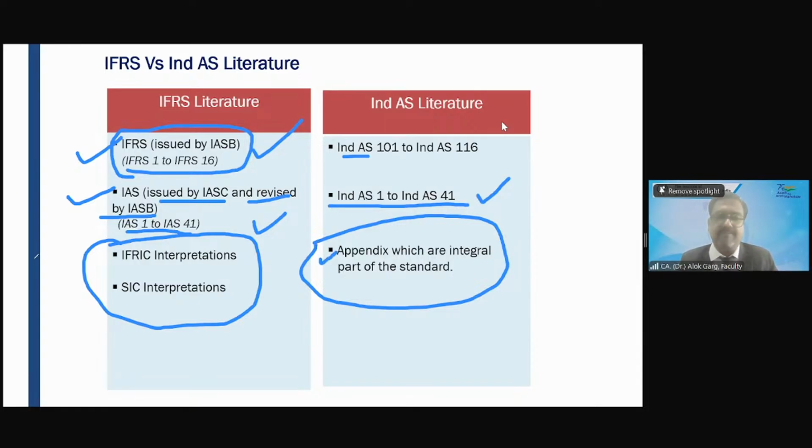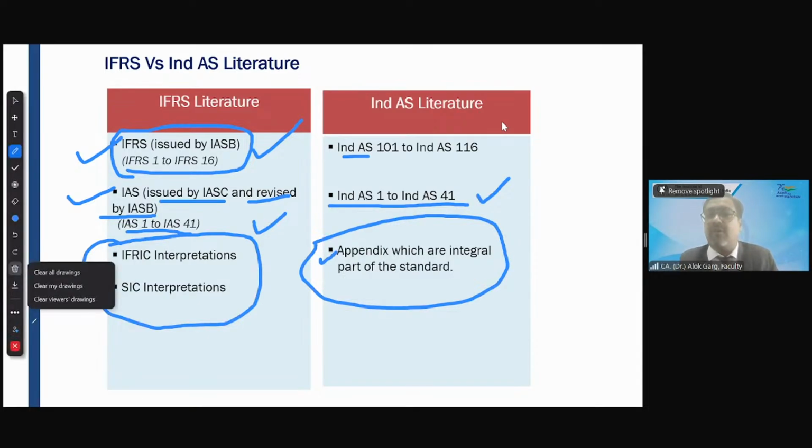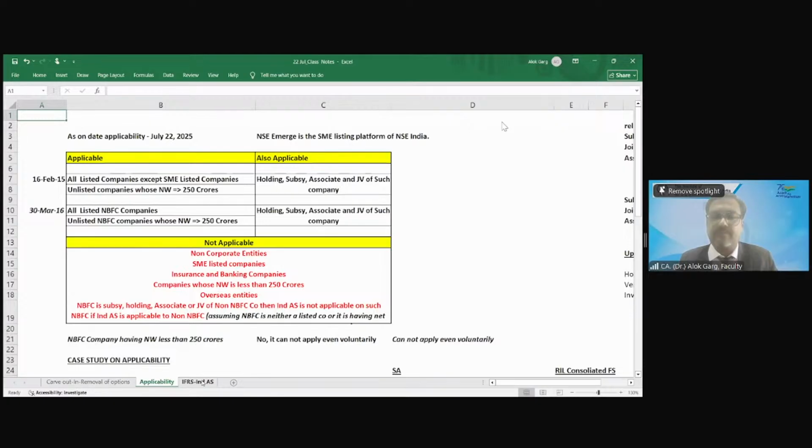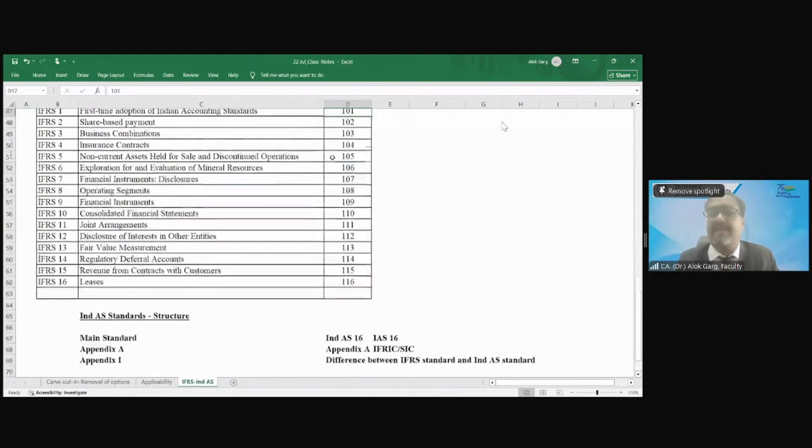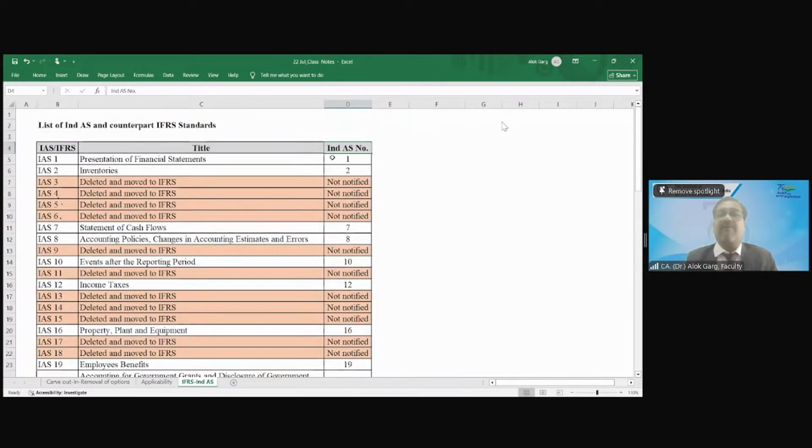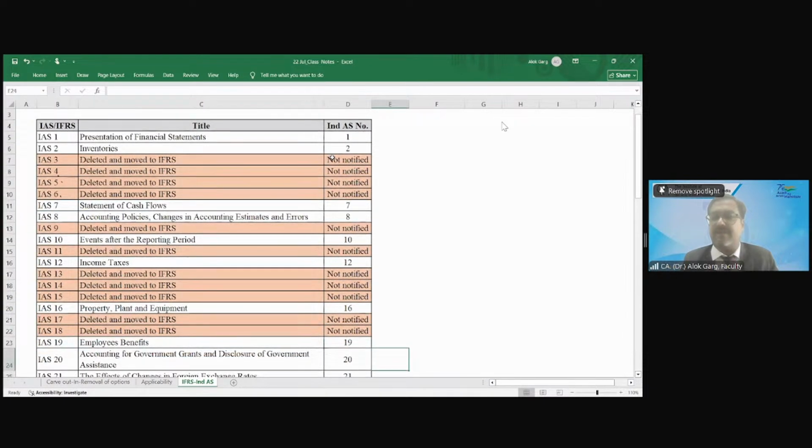So let me take you to the Excel file and make it more clear to all of you so that it will be printed in your mind. Friends, on the Excel file, you must be looking at the list of Ind AS and counterpart IFRS standards. Are you able to see this? Yes or no?